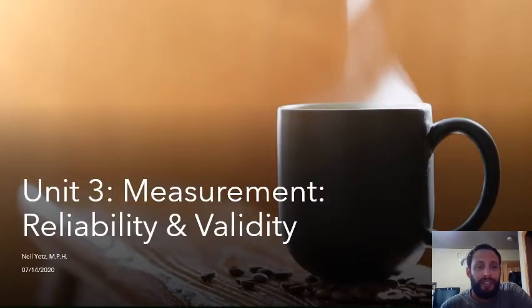And now we'll be moving on to Unit 3, which is measurement and reliability and validity. These are some of the core components of a lot of psychological research, and they come up a lot throughout any of your other courses.